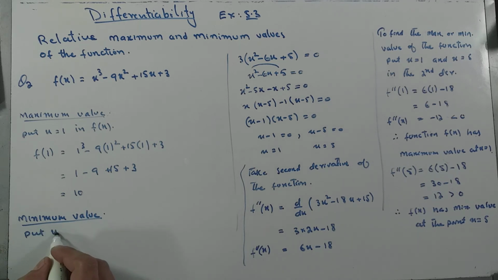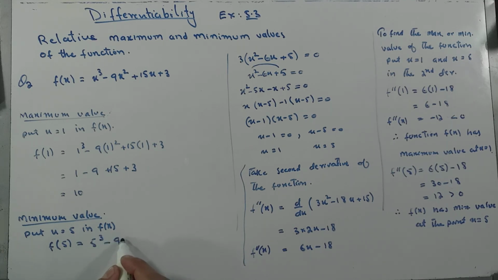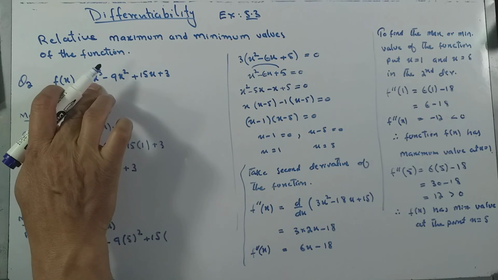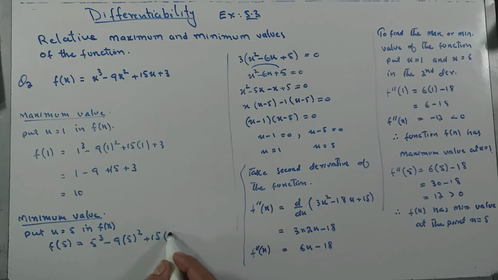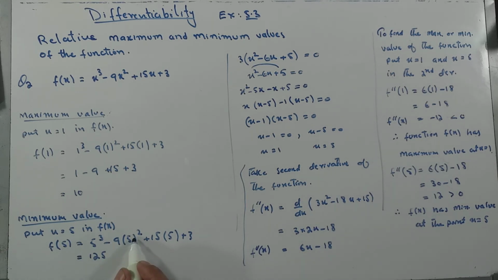Now the minimum value. Put x is equal to 5 in f of x. So f of 5 is equal to 5 cube minus 9 into 5 square plus 15 into 5 plus 3. Just put the value of x is equal to 5 in this whole function. You get 125 from 5 cube, and 5 fives are 25, 25 nines are 225, minus 225, plus 15 fives are 75.